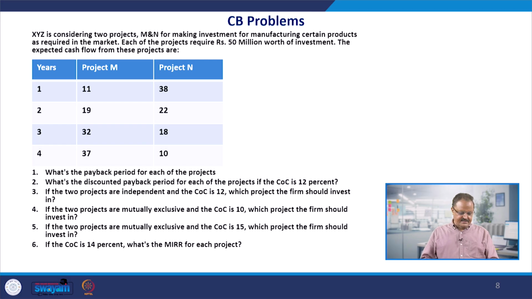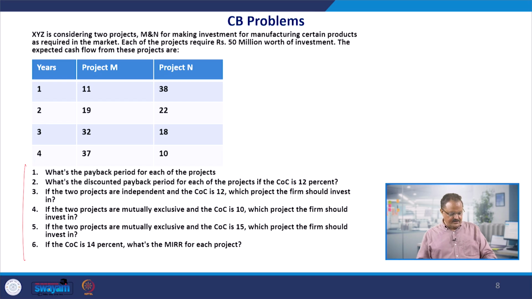And out of this information given, because you are given the outflow 50 million and inflow you are given for project M 11, 19, 32 and 37, and project N 38, 22, 18 and 10 million, and requirements are these 6. Right, these are the 6 requirements. First requirement, what is the payback period for each project we have to calculate. So we will calculate both discounted and non-discounted.